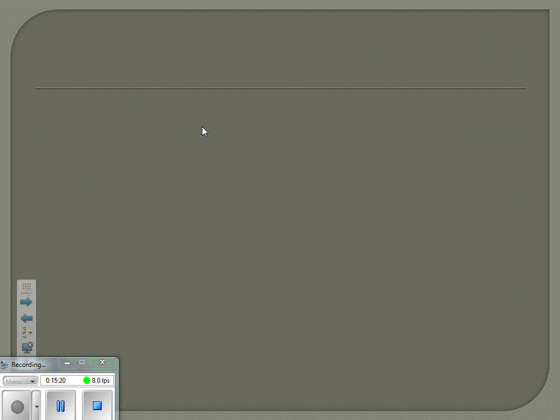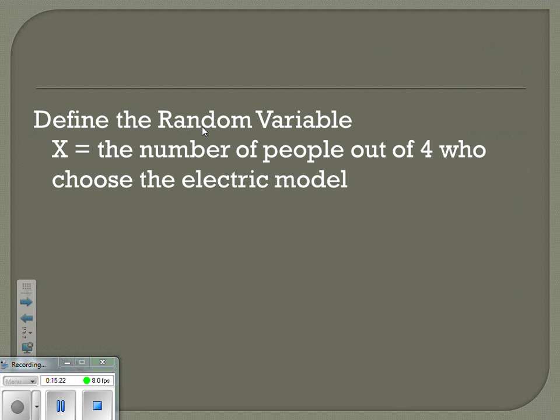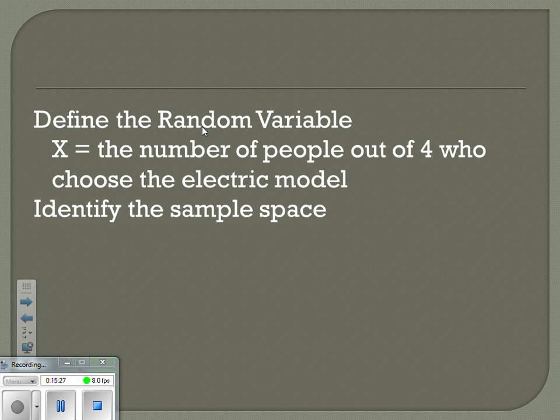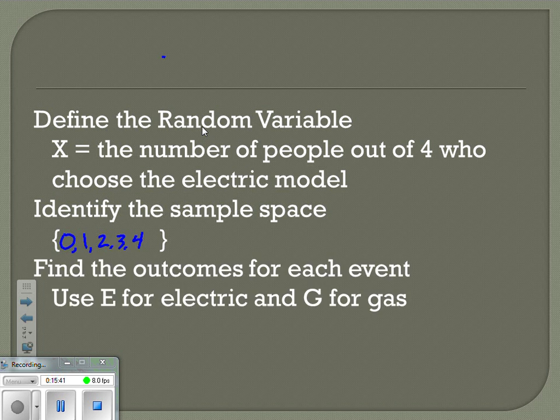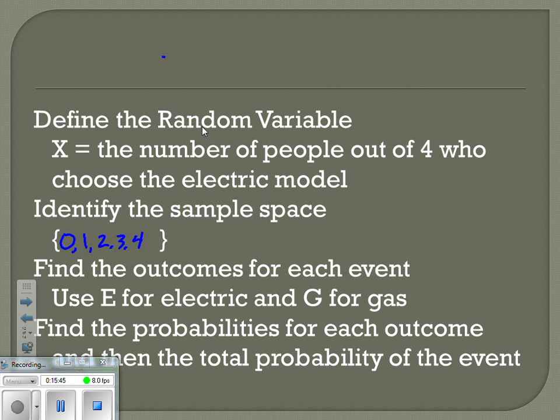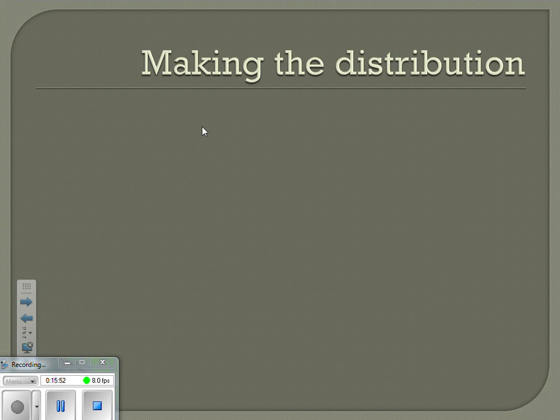Right, so let's take a quick look. Define the random variable. We'll let x be the number of people out of 4 that choose the electric model. So go ahead and do the sample space. Out of the 4 people, 0 could want an electric model, 1, 2, 3, or all 4. But each probability is going to be slightly different. So find the outcomes for each event, and like we just did, E for electric, G for gas. And then we'll find the probabilities associated with each outcome, and then the total probability of the whole event.